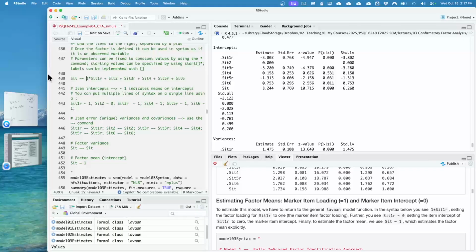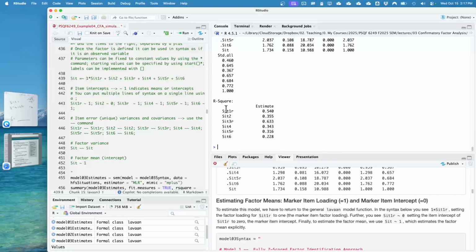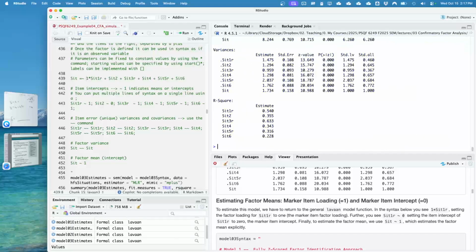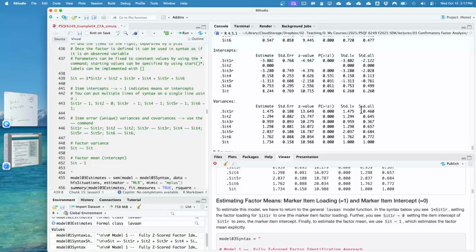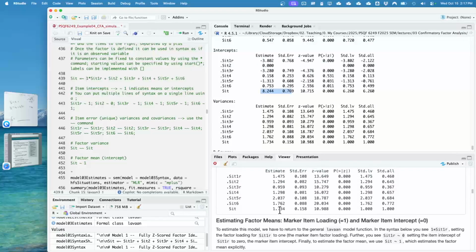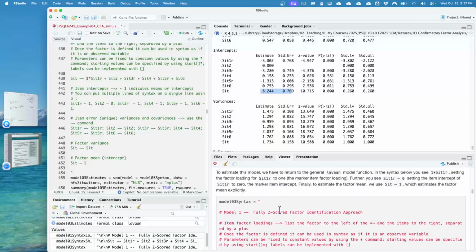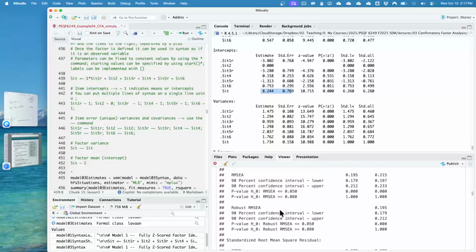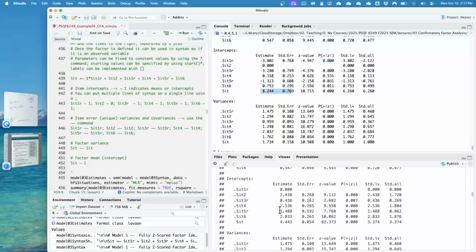But let me start there. All right, so when I do the second item as the marker, now my factor mean is 8.224. Before, it was 4.43. So now this is the problem with factor means.